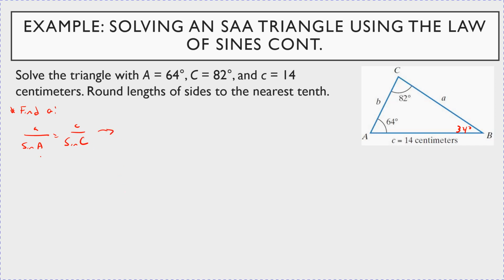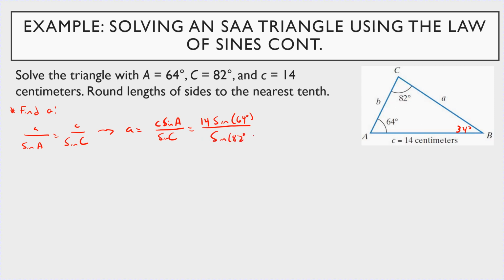All right, and so to solve for A, you're just going to multiply each side by sine of A. So A is equal to C times sine of A divided by sine of C. Well, look, what is C? C is 14. Sine of 64 degrees, that's A, divided by sine of C, well, C here is 82 degrees.